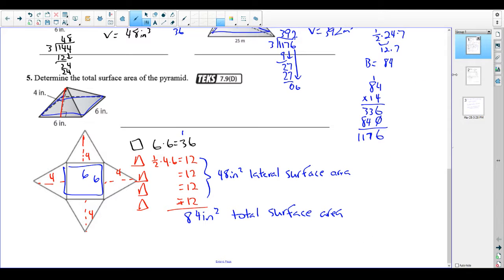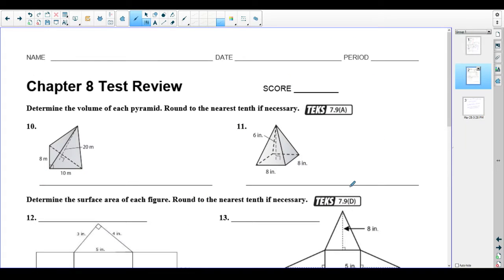Alright, second page. Determine the volume of each pyramid. So it's the same as what we did on the other side. So V equals 1/3 area of the base times height. It's a little bit more straightforward.